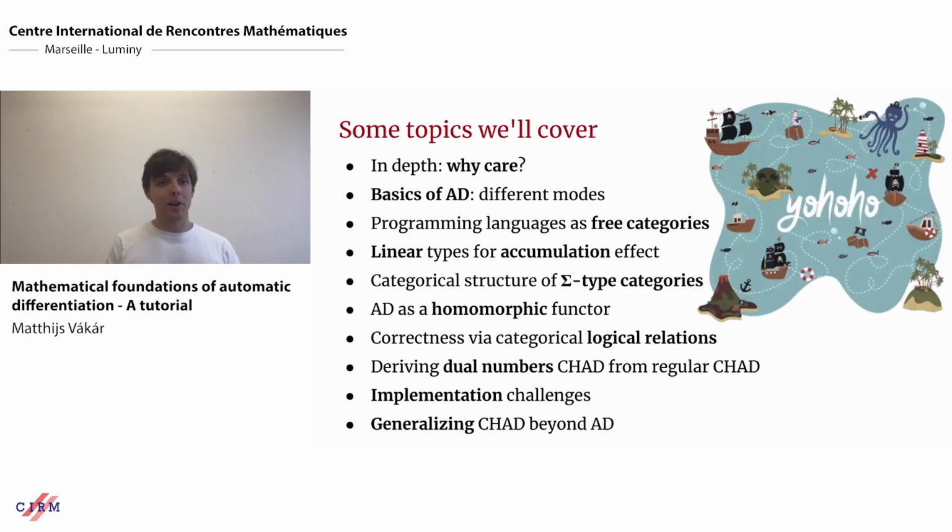So some of the topics we'll cover in this tutorial will range from very basic topics, like why we should care about automatic differentiation and basic automatic differentiation algorithms, to a more categorical story that will be the meat of this tutorial. That will be the story about programming languages as free categories and automatic differentiation as structure preserving or homomorphic functors, and some correctness proofs via logical relations arguments. And then finally, we'll talk about some practical considerations, like how you implement this efficiently and how you generalize it beyond AD, because a lot of the ideas that are present here aren't specific to automatic differentiation at all.